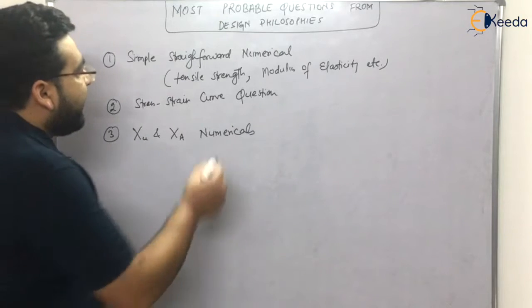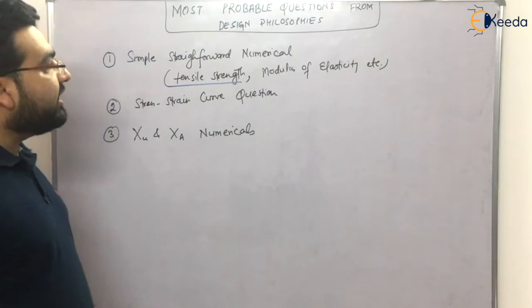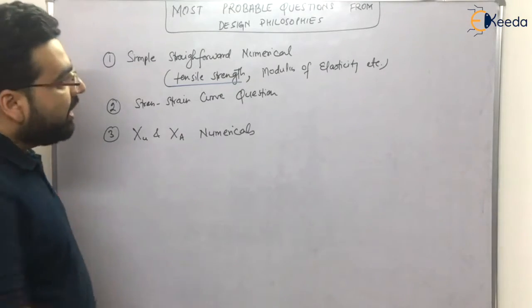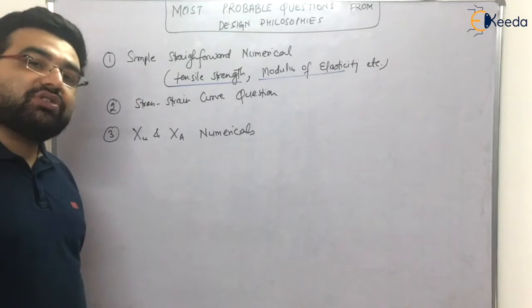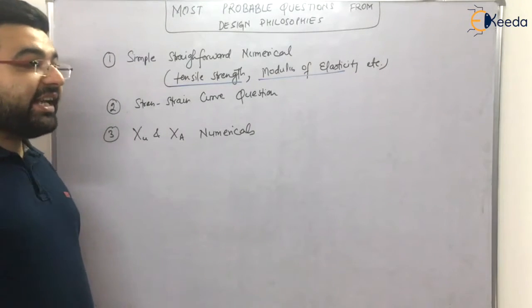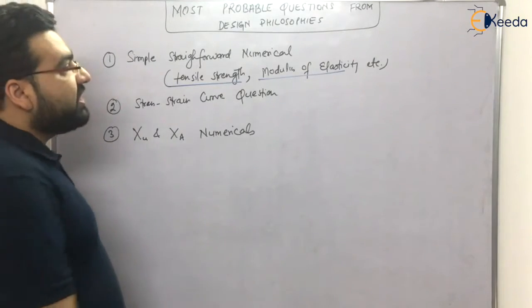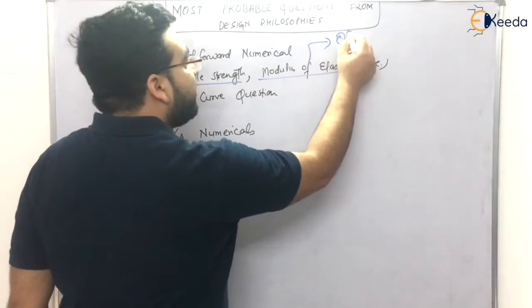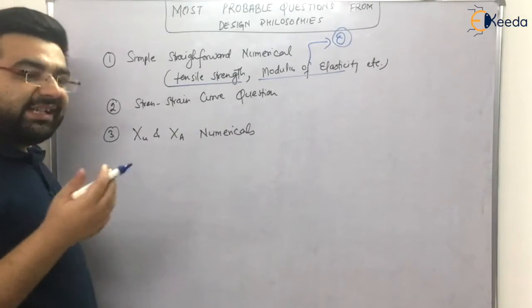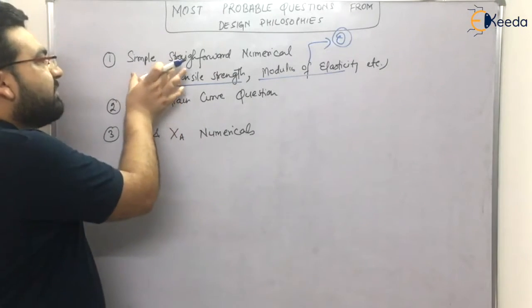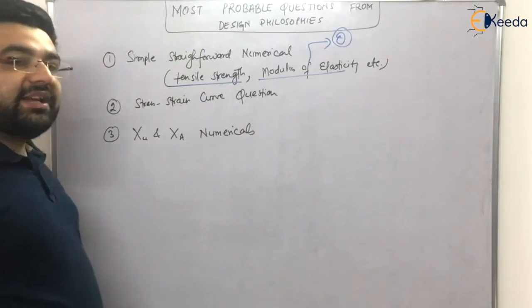Straightforward means it can be based on the tensile strength. So what is the direct tensile strength? It is 0.7 root fck. It can be directly based on the modulus of elasticity, which is 5000 root fck. It can be based on the ultimate modulus of elasticity, which is dependent on the creep coefficient theta. Clear? The direct question can be on the split tensile strength also. So there can be some straightforward questions from concrete as well as from the design philosophies.